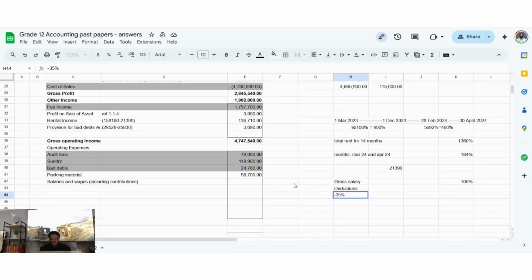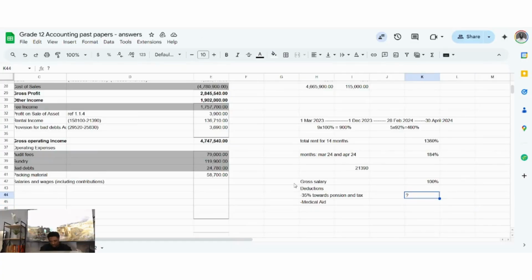So this is 35% towards pension and tax, right? Cool. But then we don't know the amount, right? And then there's also the medical aid. Now the medical aid is 2,500. So let me put this here, by the way. And then the medical aid is 2,500. And this is also a question mark in terms of what the total is.